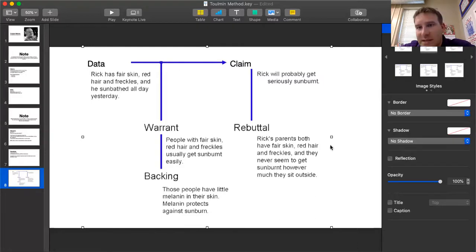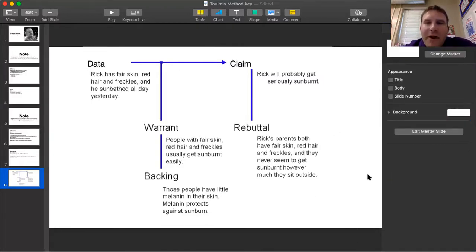Let's look at rebuttal. If we were to have a rebuttal, someone might say, but Rick's parents both have fair skin, red hair, and freckles, and they never seem to get sunburnt outside of however much they sit outside. So that's someone pointing out, hey, wait a minute, that dude's parents never get sunburnt, and they look just like this dude. Well, then you have to address the rebuttal. You pretty much just say, well, his parents probably use sunscreen, to wrap that all up and address that rebuttal. So there you go.